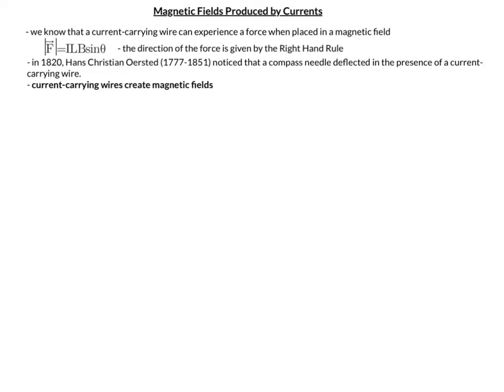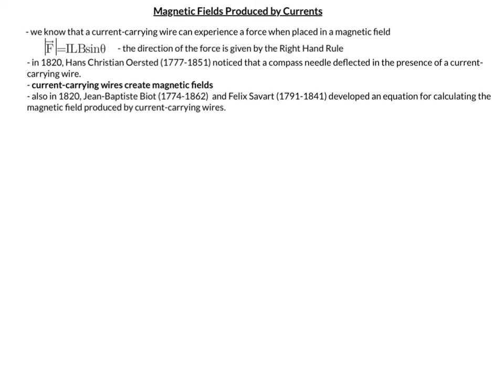Then in 1820, a Danish physicist by the name of Hans Christian Ørsted noticed that a compass needle deflected in the presence of a current-carrying wire. So he drew the conclusion that currents also produce magnetic fields. His big contribution to physics was noticing that current-carrying wires create magnetic fields around them.